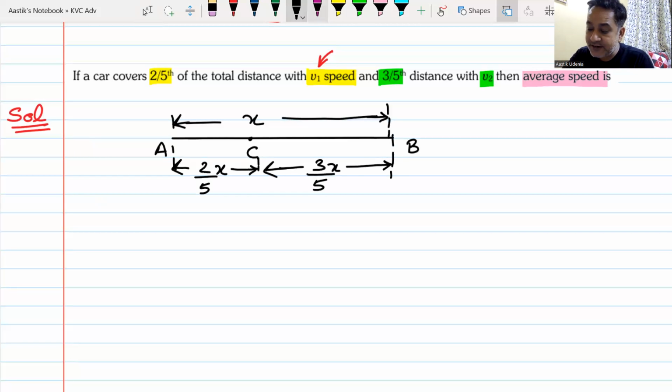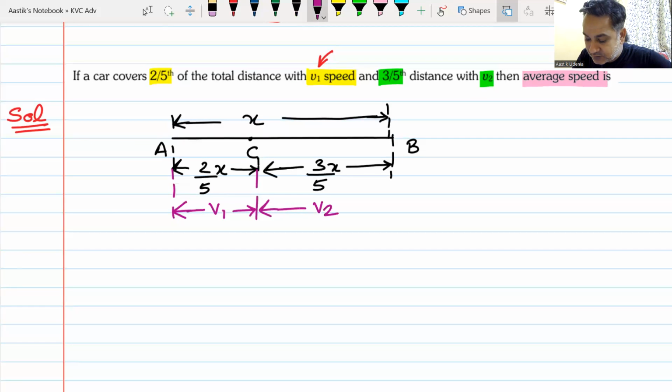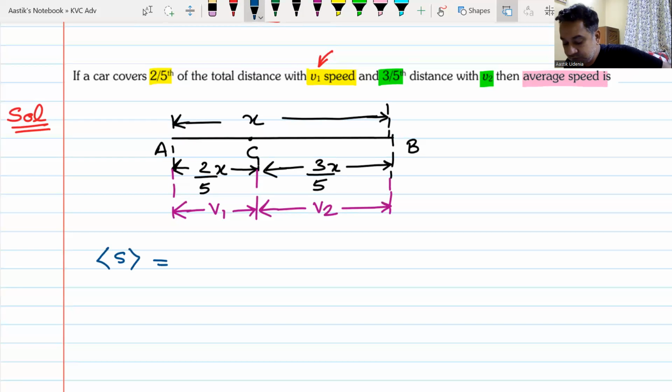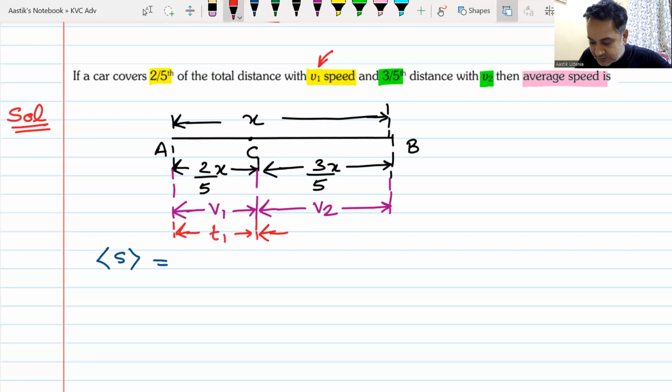Now, I also know that from A to C, it is moving with a velocity V1, yes or no? Yes, sir. And from C to B, it is moving with a velocity V2, yes or no? Yes, sir. I have to find out average speed. What was the formula for average speed? Total distance covered by total time taken. Let me call this time T1 and let me call this time T2.